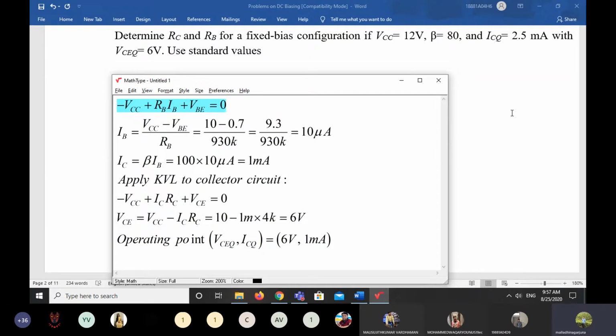Note the problem: determine RB and RC. This is our previous problem, where they gave the RC and RB values and we calculated the operating point. In this one, we have the operating point, and we need to calculate the base resistor value and the collector resistor value. It's like a design. To achieve that operating point, what could be the values of RC and RB? What values do we need to choose?